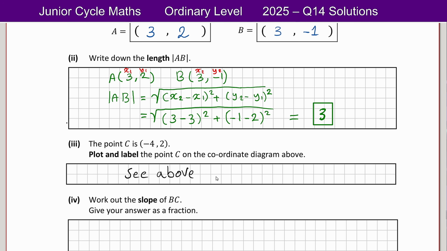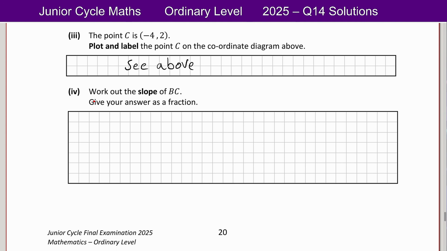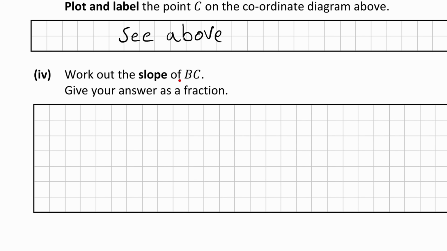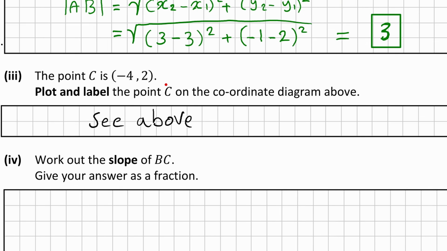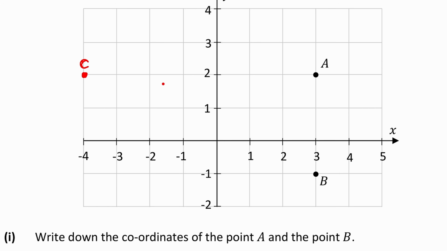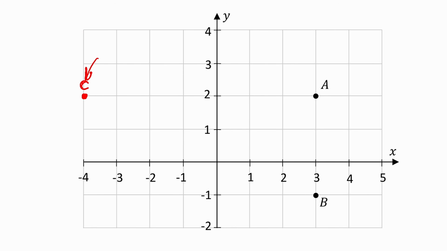And now in this part, we need to work out the slope of the points B and C. The slope of those 2 points. And we need to give the answer as a fraction. So let's see the diagram here. Here is the point C and this is point B. So we need to work out the slope between those 2 points.